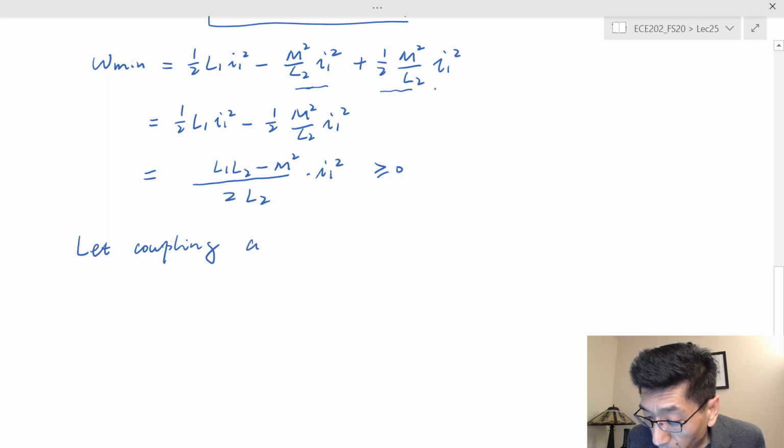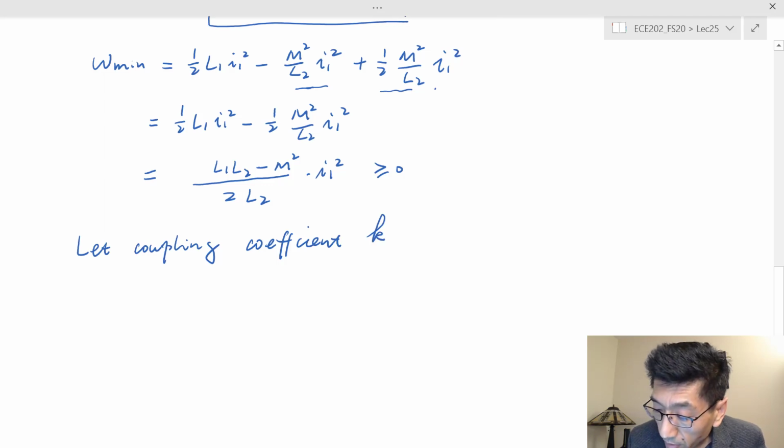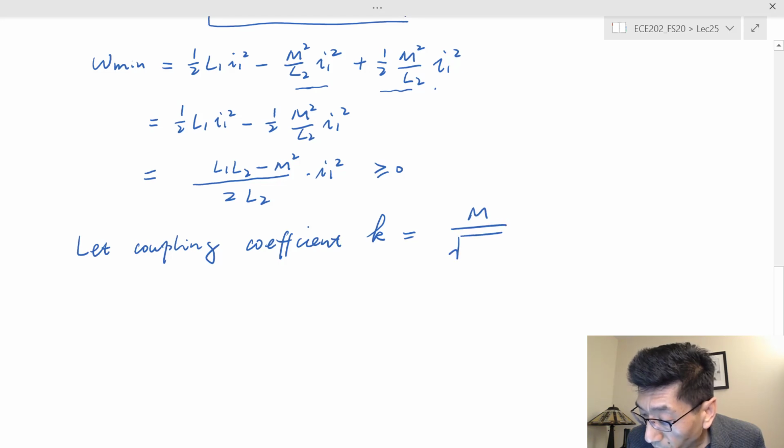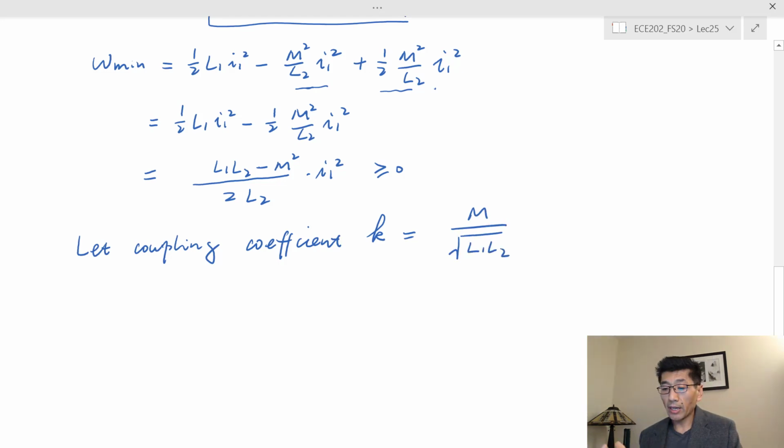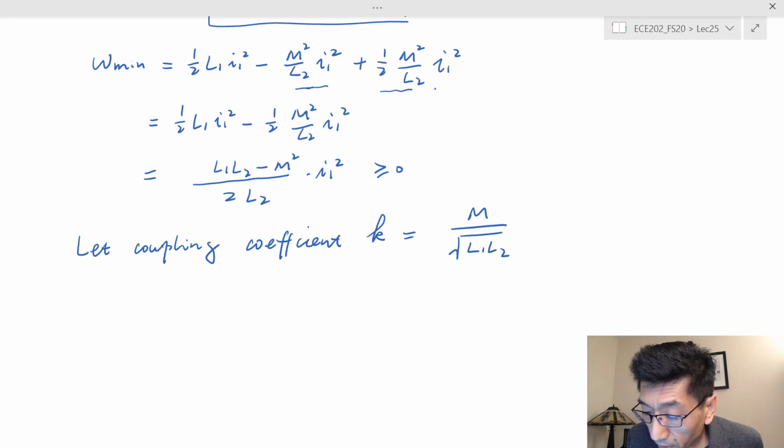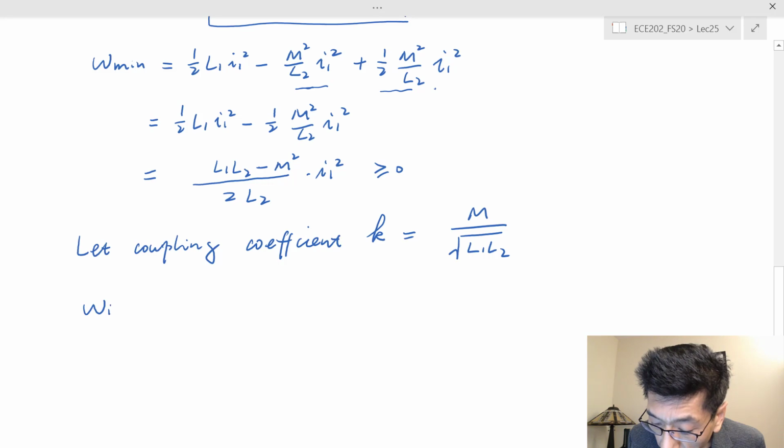Let the coupling coefficient k be defined as M over the square root of L1 L2. If we define this parameter, we can change the W min.